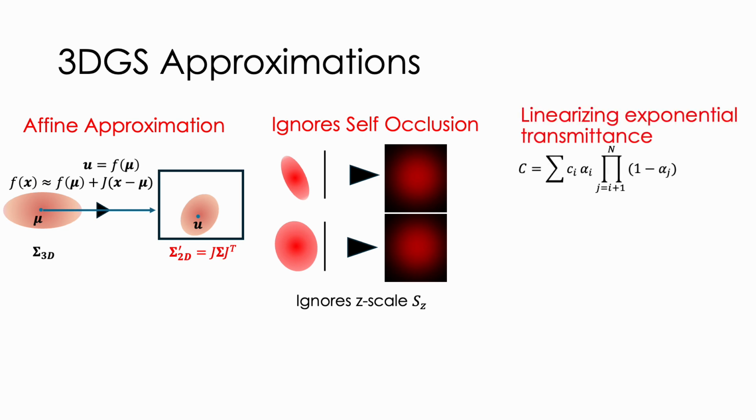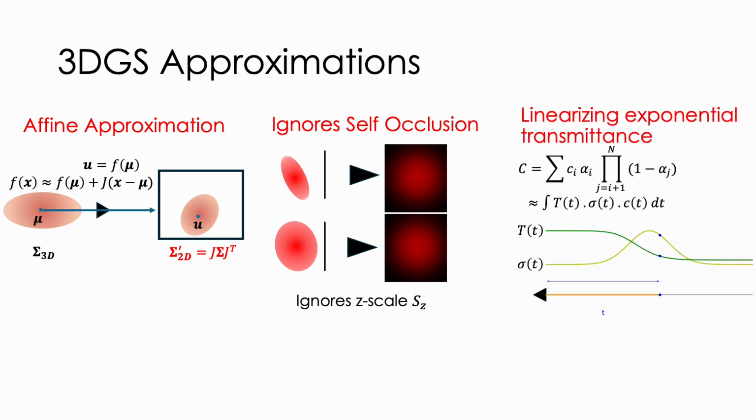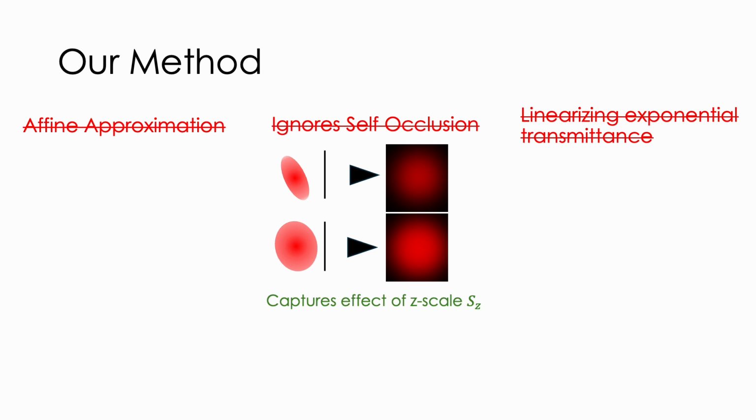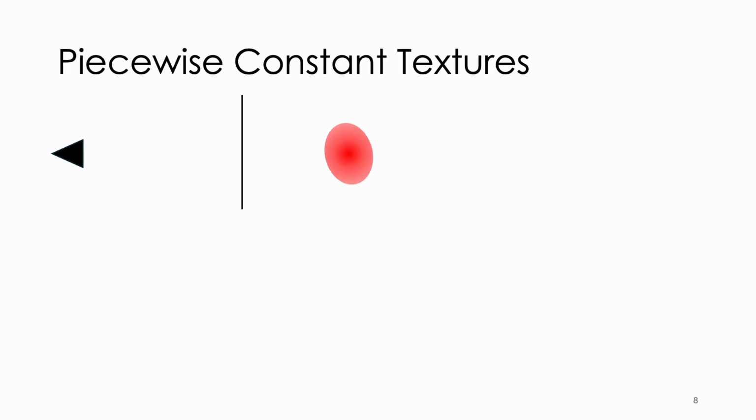3D GS derives its alpha blending by approximating the volume rendering integral. Specifically, they linearize the exponential while computing the transmittance. Our method recovers the same alpha blending expression without this approximation. Essentially, we remove all the approximations in 3D GS mentioned before. As a result, we capture the effect of z-scales in the rendered Gaussians. Similar to 3D GS, we only require the primitives to be sorted and non-overlapping for rasterization.